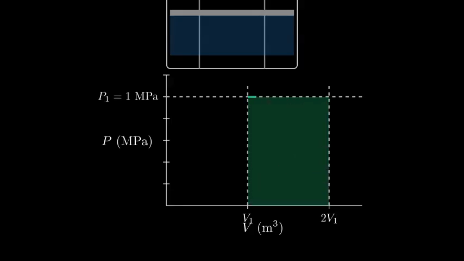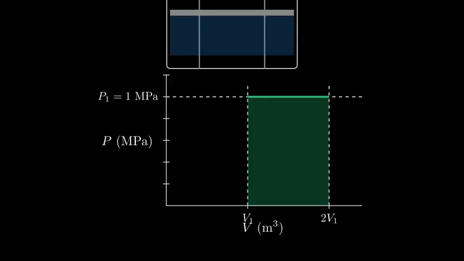Case 1, isobaric expansion. Pressure stays constant at 1 megapascal while the volume doubles. On a pressure-volume diagram, this is a horizontal line from V1 to 2V1. The work is the area under this line, which is a rectangle of height P1 and width delta V.